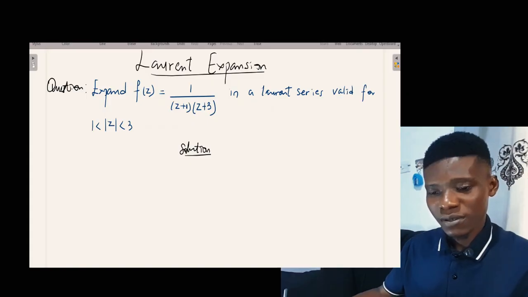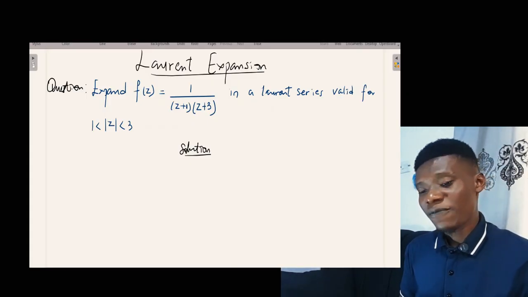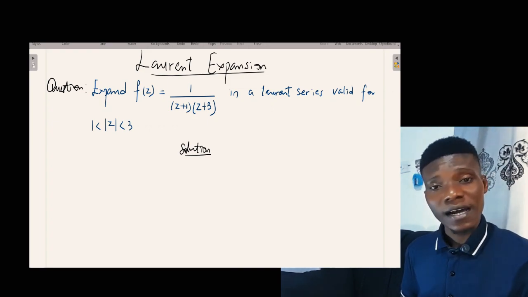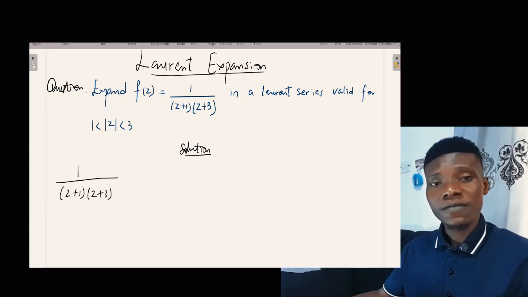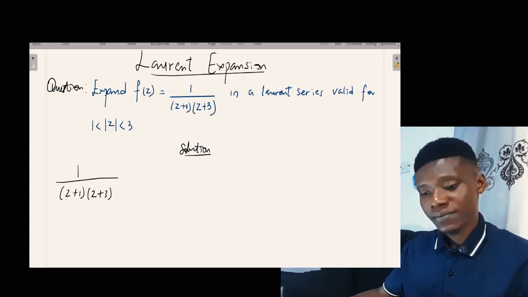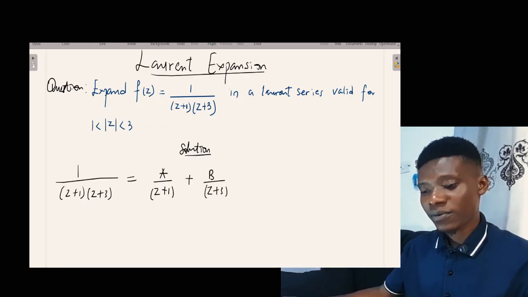Laurent expansion. We are asked to expand f of z in a Laurent series valid for the absolute value of z greater than 1 and less than 3. So what is the approach? Looking at the function f of z, the function needs to be resolved into partial fractions. And how do we do that? Set this to be a over z plus 1, that is the idea of partial fraction, plus b over z plus 3.